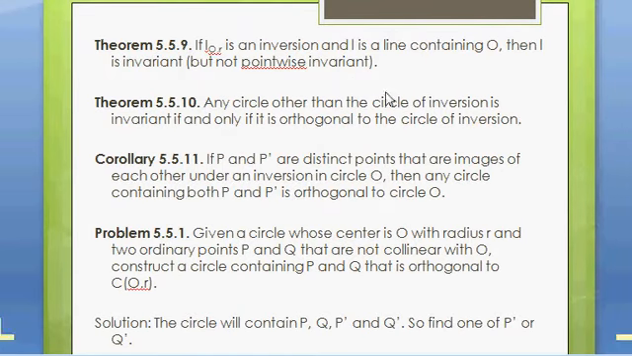What else? Any circle other than the circle of inversion is invariant. So we know that circles that pass through the center get mapped to lines, and circles that don't pass through the center go to circles. They're invariant, meaning that circle gets mapped to the same circle, if and only if it's orthogonal, intersects at 90 degrees to the original circle of inversion. So let's take a look at those things.